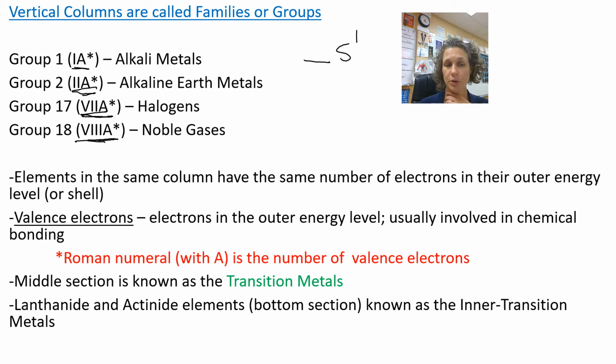Now, back to the Roman numeral thing. If you see, and our periodic table in our classroom has this, a Roman numeral with a capital A next to it, the Roman numeral tells you the number of valence electrons. There are multiple ways to figure it out from electron configuration and some of the things that we've talked about, but that's just another way. All right, some other things to know. The middle section is the transition metals, because their valence electrons can change. And then the lanthanide and actinide elements, that little bottom section, like the F section, are known as the inner transition metals.